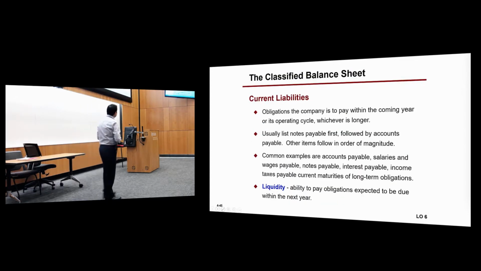Current liabilities, again, those are the debts that the company expects to pay within 1 year. Okay? For example, who can give an example of current liabilities?